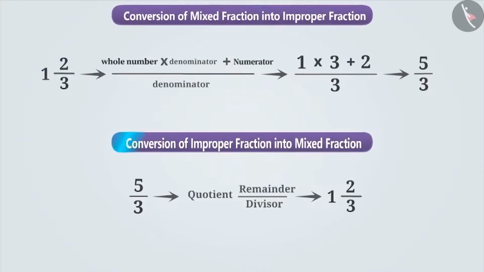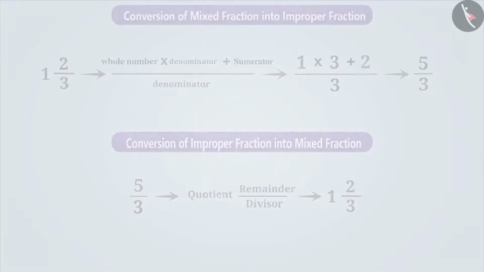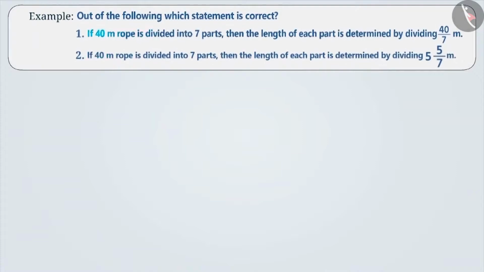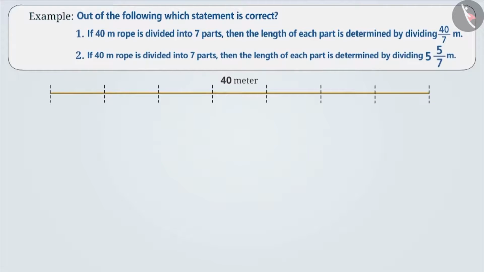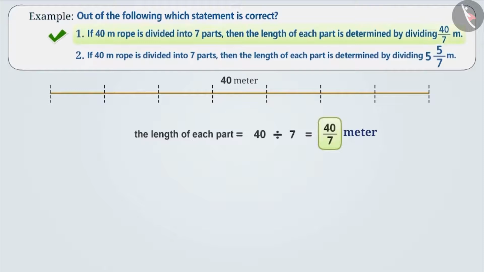Therefore, in this way, we can express an improper fraction as a mixed fraction and a mixed fraction as an improper fraction. Next example, out of the following, which statement is correct? If we have to divide a 40-meter rope into 7 parts, then the length of each part is determined by dividing 40 by 7. This is expressed as a fraction as 40 by 7. Therefore, option 1 is correct.